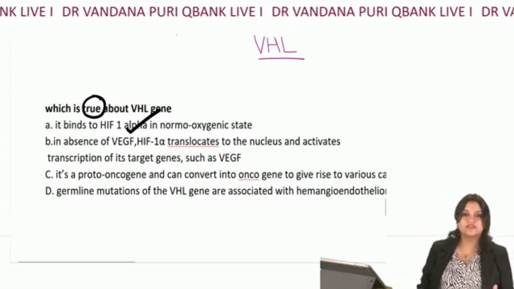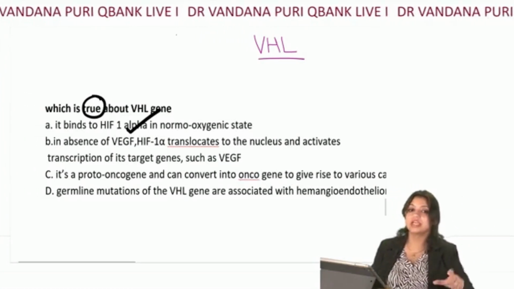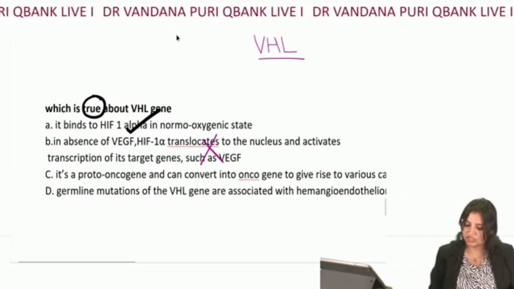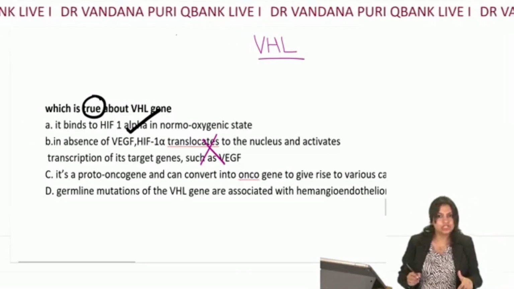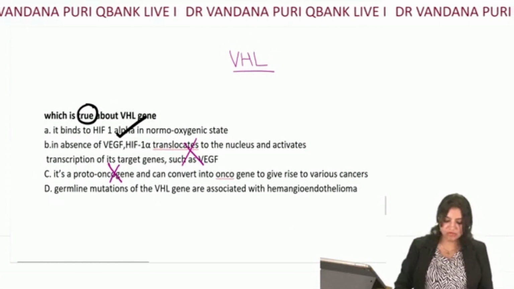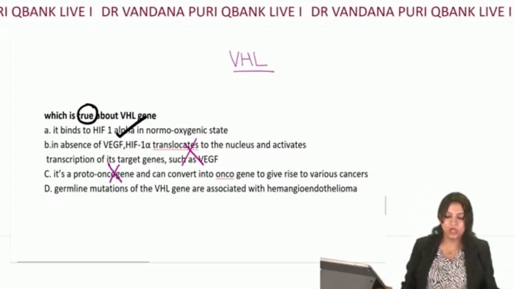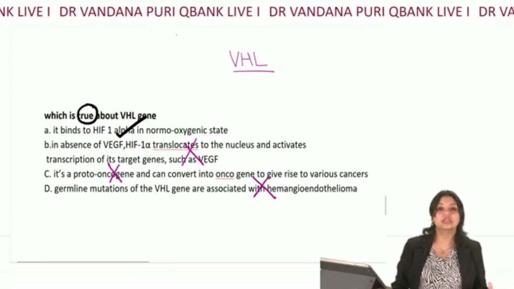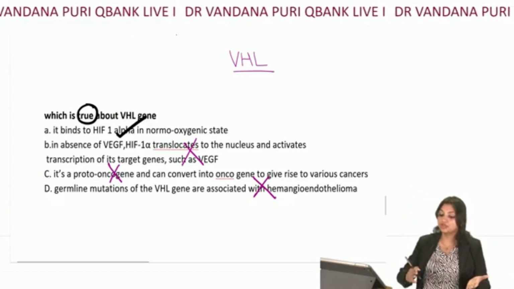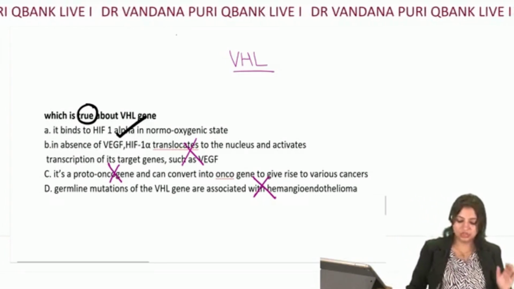No, not in the absence of VEGF. In the absence of oxygen, HIF1 translocates to the nucleus and activates VEGF. Then it would have been correct. So this option is not correct. It is a protooncogene? No. It is a tumor suppressor gene. It's not a protooncogene. Germline mutations of VHL are associated with hemangioendothelioma. No, it does not cause vascular tumors. It just increases the vascularity in tumors. So hemangioendothelioma is a vascular tumor, not associated with the VHL gene. So the answer is A.